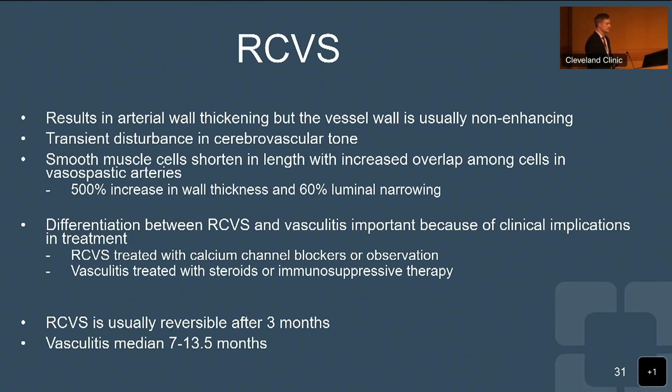So the differentiation between RCVS and vasculitis is important because of the clinical implications in treatment. RCVS is treated with calcium channel blockers, sometimes just observation, with an average reversible time of about 3 months, whereas vasculitis is treated with steroids and immunosuppressive therapy, with a median time to improvement depending on the intervention and what pharmacologic agents, much longer than RCVS.